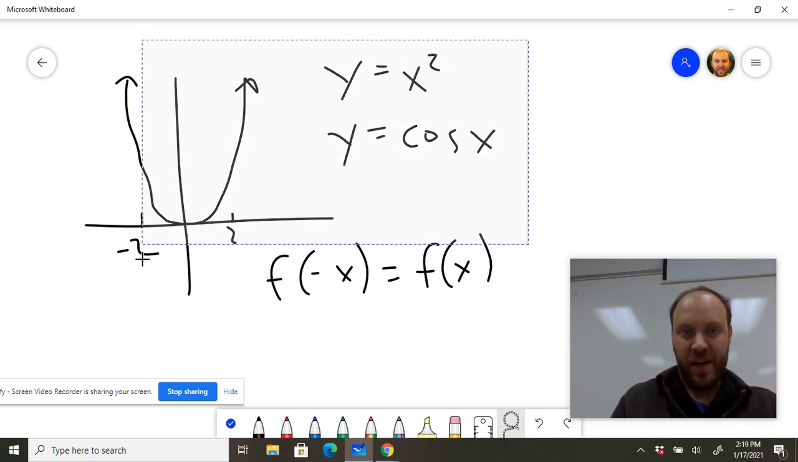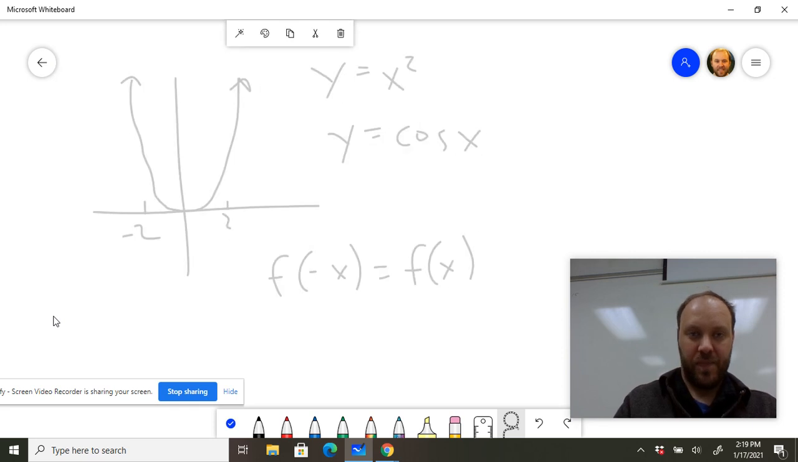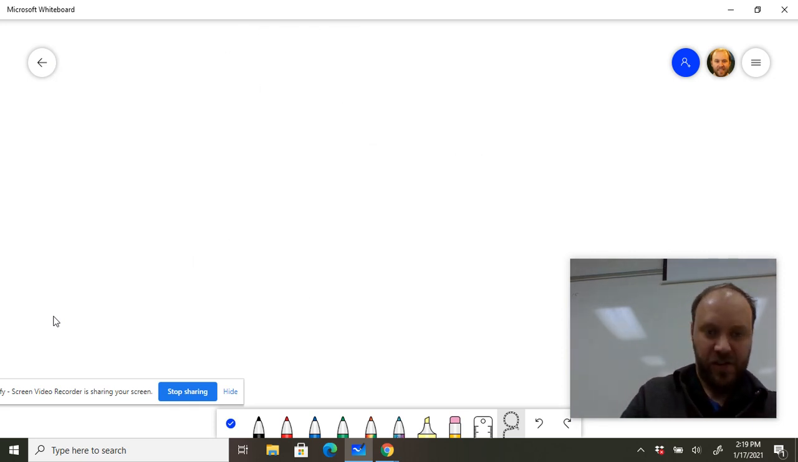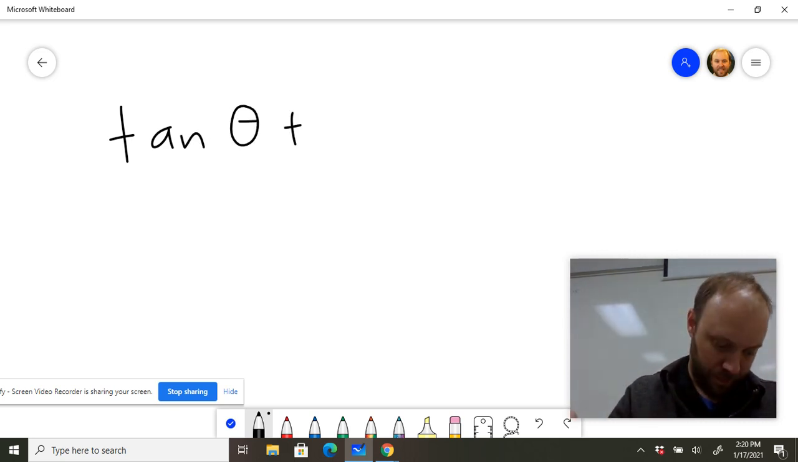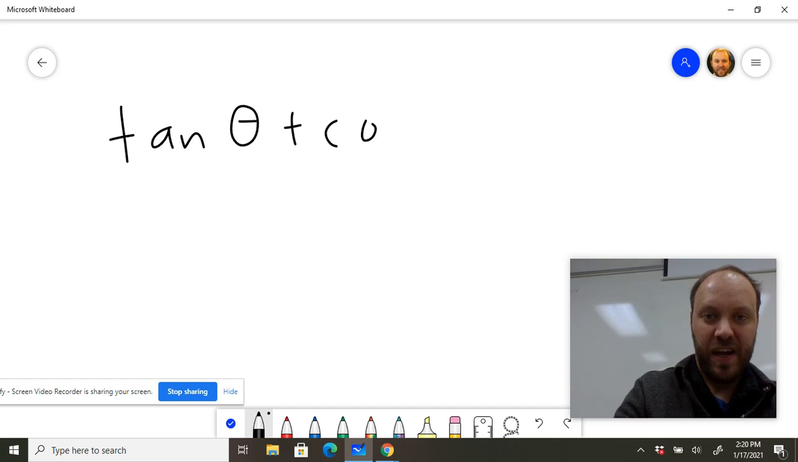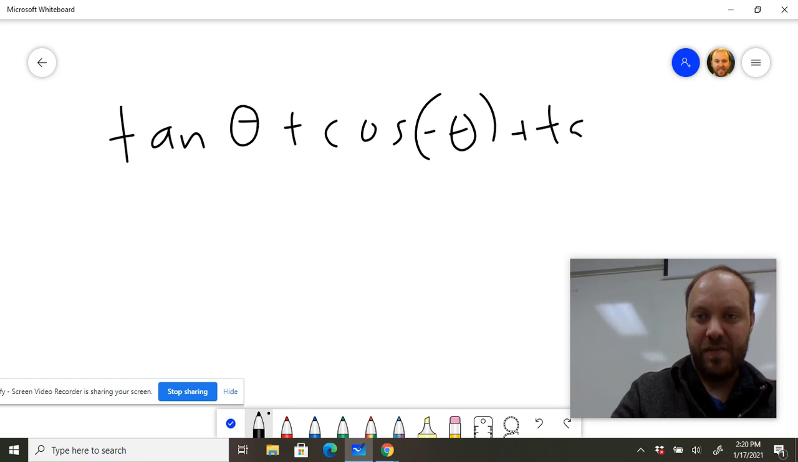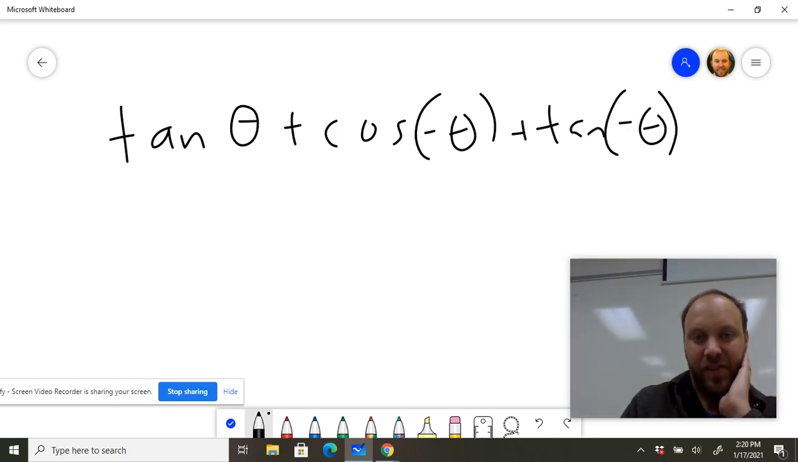Well, on the quiz, I had something that involved even and odd functions. We had a statement to simplify. It was tangent of theta plus cosine of negative theta plus tangent of negative theta. Okay, and so a couple of things here.